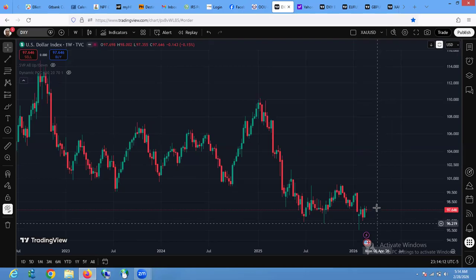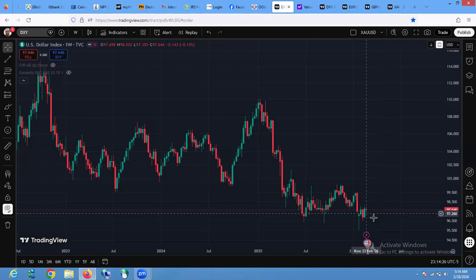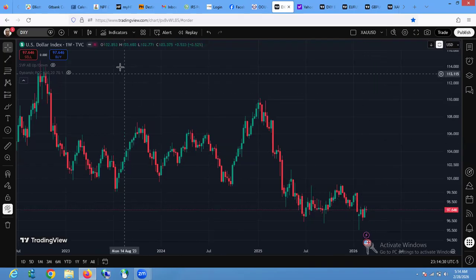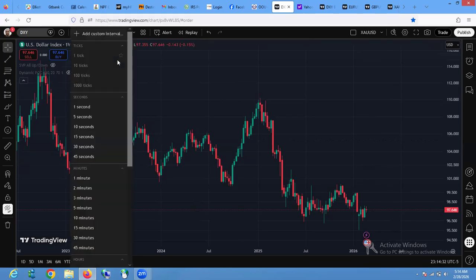But for now, once we don't break the structure at 99.500 to the upside, there's still chance for dollar to drop. So we've got to understand what is happening in this middle, which is the consolidation. And let's turn to the daily time frame.